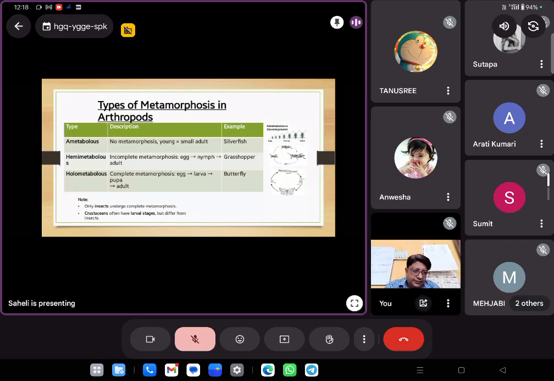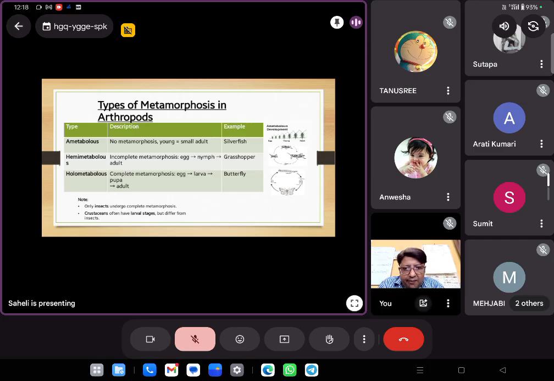Ametabolous metamorphosis: no change in form, the young look like small adults, example silverfish. Hemimetabolous metamorphosis: incomplete change, the nymph looks like the adult but without wings, example grasshopper. Holometabolous metamorphosis: complete change with 4 stages, egg, larva, pupa and adult, example butterfly. This process helps arthropods adapt better and reduce competition between young and adults.